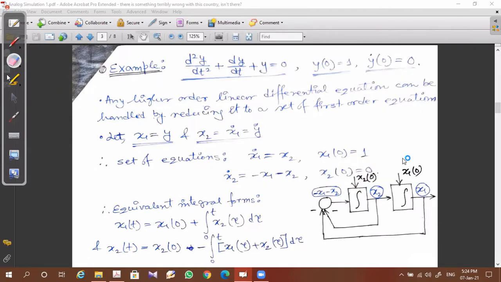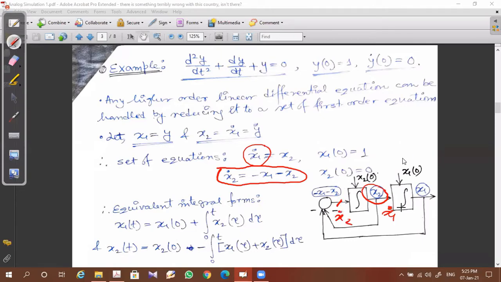from the given differential equation. Now we need to simulate the equation. So how can it be done? See this equation. x2 dot. What is the value of x2 dot? This point. x2 dot is nothing but minus x1 minus x2. So if you integrate x2 dot, what you will get? x2. Now again, x2 is nothing but x1 dot. So this signal is again x1 dot, and this signal is obviously x2 dot.